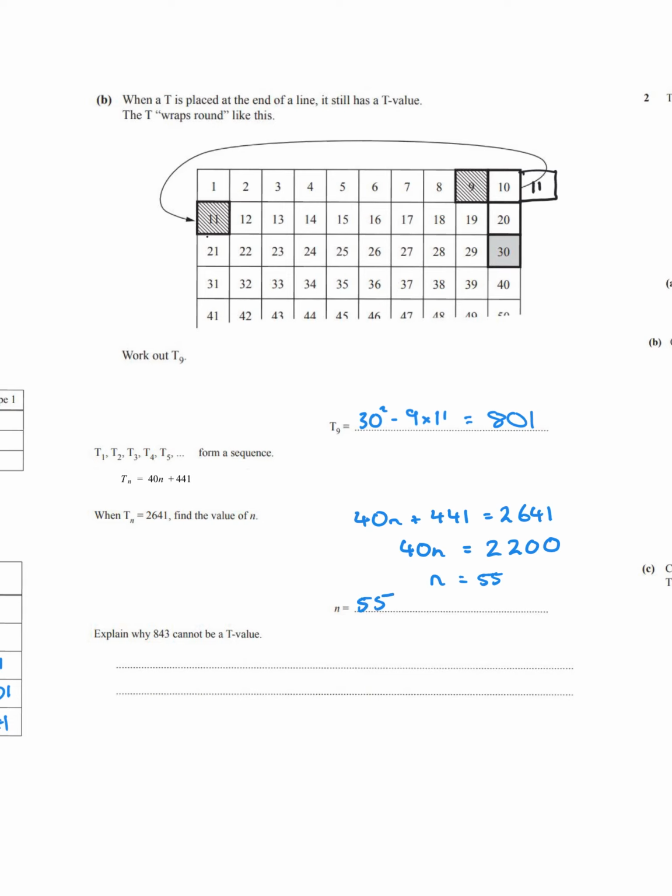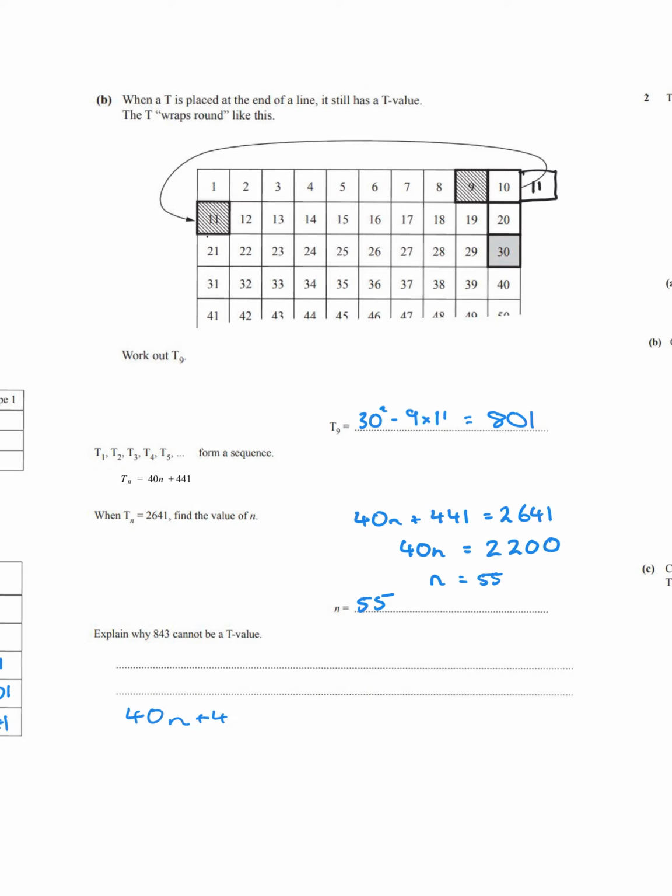Okay, explain why 843 cannot be a t value. Okay, so we're going to see if it can work with this formula. So it was given to us, that formula. Can I plug something in to get an answer of 843? Well, let's have a look. So I might work below here.